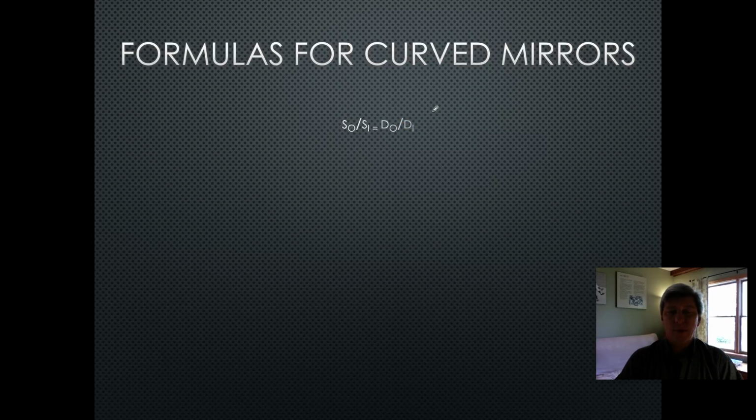And this relationship is one that is a proportional relationship. The size of the object is abbreviated as SO. The size of the image is abbreviated as SI. And of course, DO and DI refer to the distance of the object and image from the vertex, respectively. Now, this is, again, a proportional relationship. The size of the object over the size of the image is equal to the distance of the object from the vertex divided by the distance of the image from the vertex.